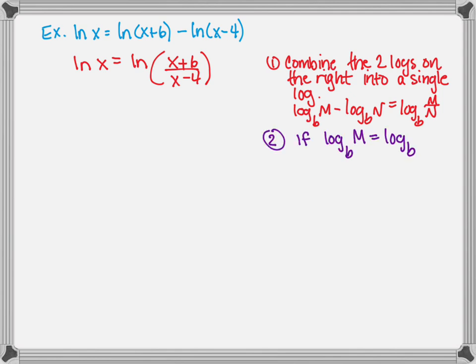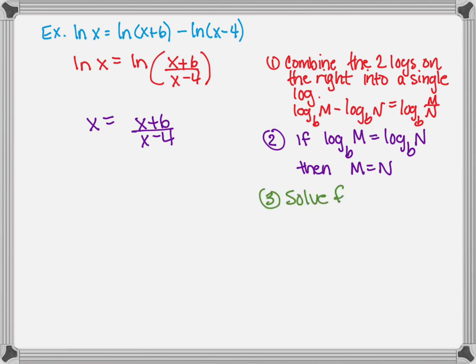And now, because we have two logs, a log on each side of the equation, and the logs have the same base, we can essentially ignore the logs and set the arguments equal. This is equivalent to what we had with exponentials. So we can ignore the logs and just set x equal to x plus 6 over x minus 4. Now we'll solve for x.